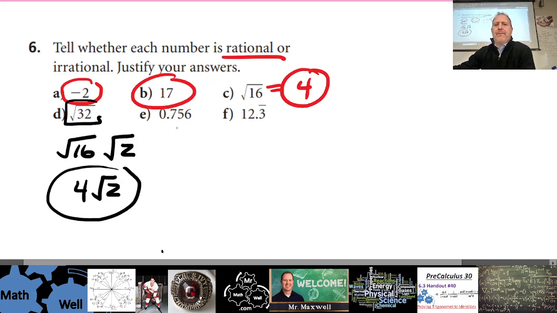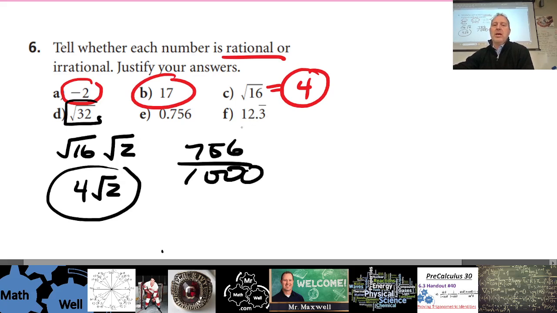Okay, 0.756. Is this a rational or irrational number? Rational. Why would you say that? Because it terminates. It's a decimal that terminates. Thank you. Yes. And you also can write it as 756 over 1,000. Right? That's what that means. Okay. This one, it does not terminate, but does it repeat?